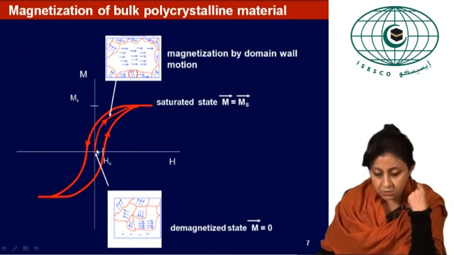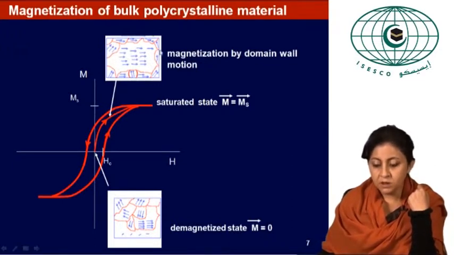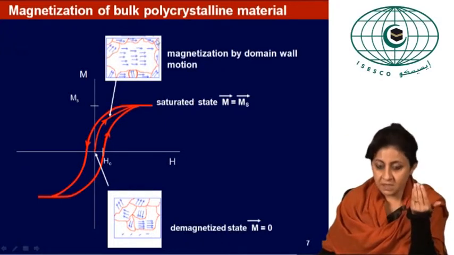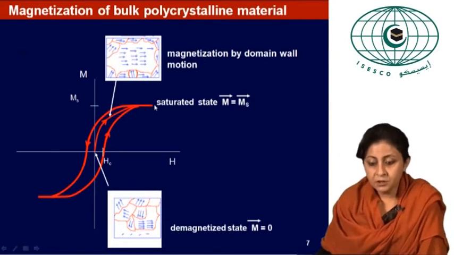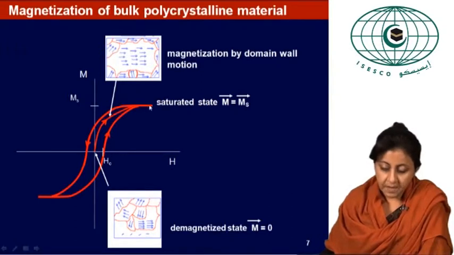As you start increasing the magnetic field, the domains with the magnetization in the direction of the applied field start growing at the expense of other ones, which start shrinking. So magnetization takes place by domain wall motion. The red lines here indicate the domain walls. This continues until the whole material is magnetized in one direction, it becomes a single domain material, and there you produce the saturation magnetization. Any further increase in field will not change the value of the magnetization.